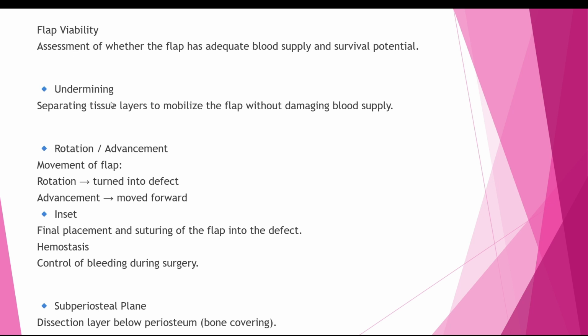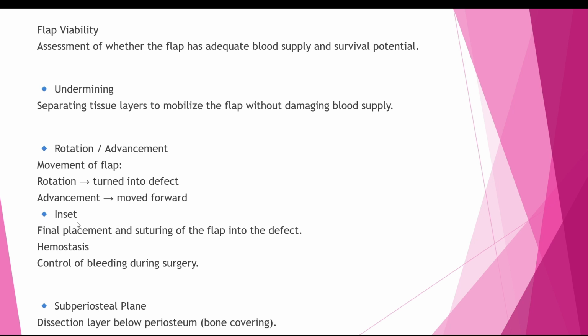Next, we have the undermining. So what the physician will do in undermining? Okay. Next, undermining. So here they are separating the tissue layers to mobilize the flap without damaging the blood supply. So next we have a rotation or advancement. In rotation, they are turning the defect. In advancement, they are moving forward. So these are the movements of the flap.